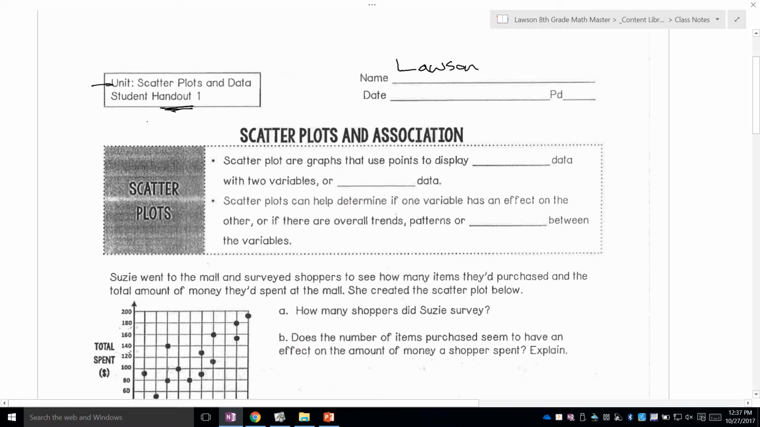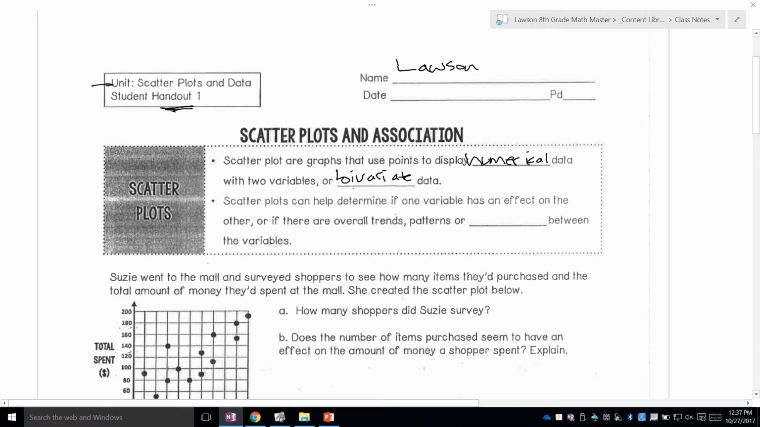So here we're going to fill out some notes for scatter plots, and it says, scatter plots are graphs that use points to display numerical data. And numerical is just a fancy word for numbers. Okay, so we're going to put numerical in, N-U-M-E-R-I-C-A-L. Very good. With two variables, or bivariate, B-I-V-A-R-I-A-T-E. Okay, and I'm trying to make sure that I spell out the words as I'm writing them, because y'all all know that my handwriting is not that great.